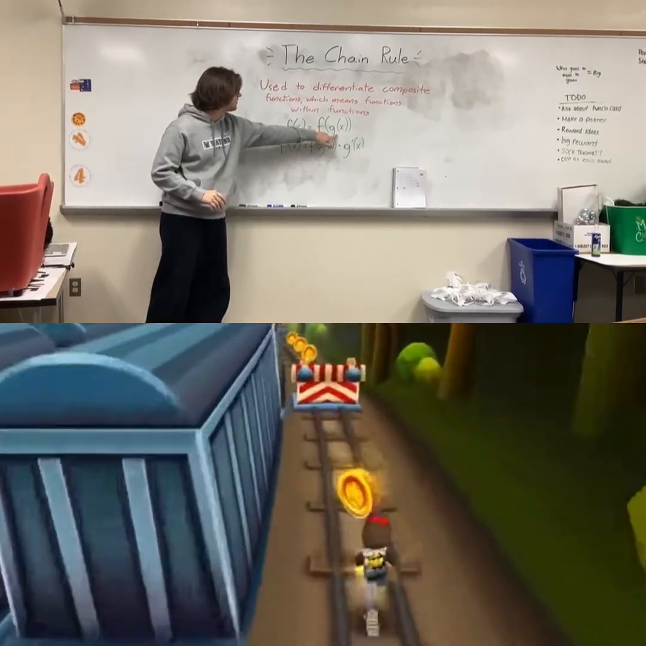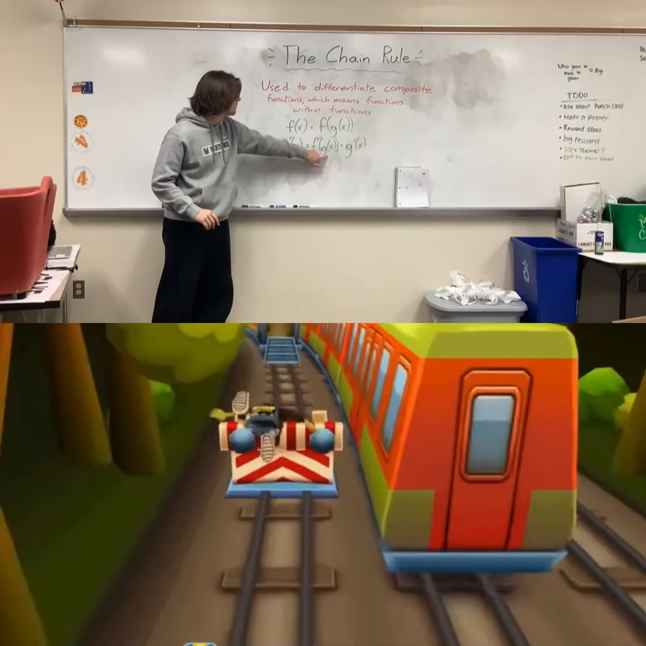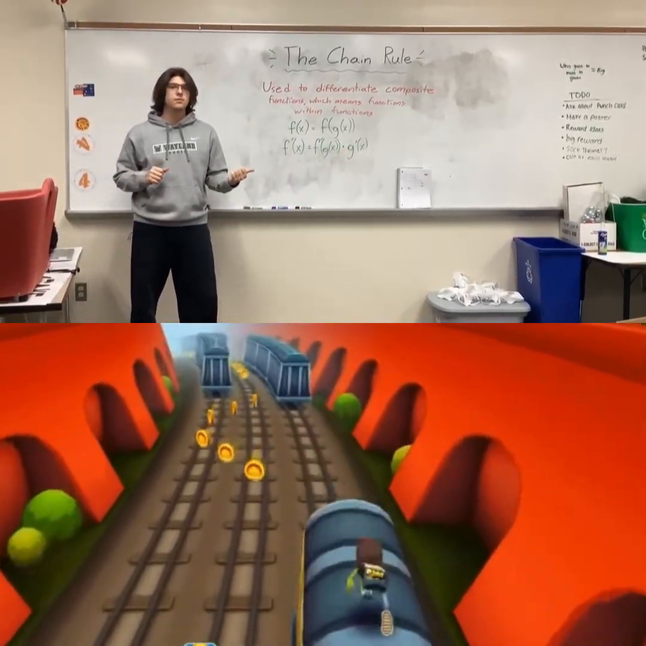If there's an f of g of x, that's going to be split up when we're differentiating to f prime of g of x times g prime of x. So I'll hand it over to myself and we'll do that example.